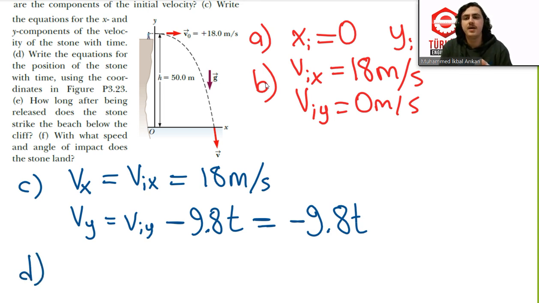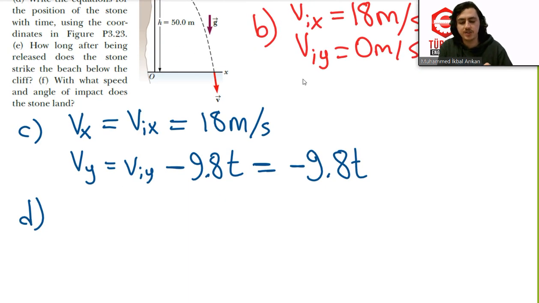What about part D? Write the equations for the position of the stone. So I must put equations for delta x.